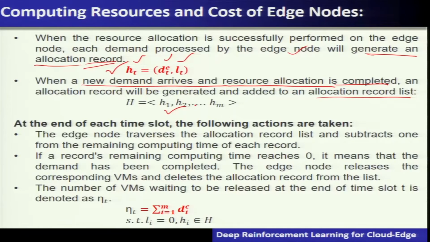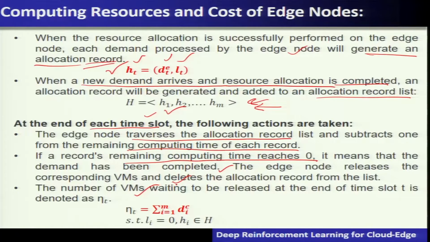So resource allocation is nothing but this resource allocation record. Now at the end of each time slot, the following actions are taken. The edge node traverses this edge allocation record list and subtracts 1 from the remaining computing time of each record. Now if a record's remaining computing time reaches 0, it means that the demand has been completed. The edge node releases the corresponding virtual machines and deletes the allocation record from the list. So this list keeps on being updated because the computing in the cloud edge environment is dynamic in nature.